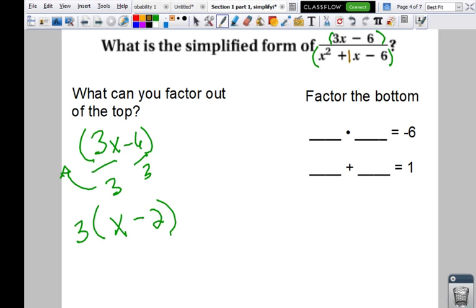Okay, I want to know what times what is negative 6 adds up to positive 1. So, give me 2 things we can multiply to get negative 6. Okay. Negative 2 times 3 is negative 6. Negative 2 plus 3 is 1, so we got what we needed. So on the bottom part, I'm really going to have an x minus 2 and an x plus 3.